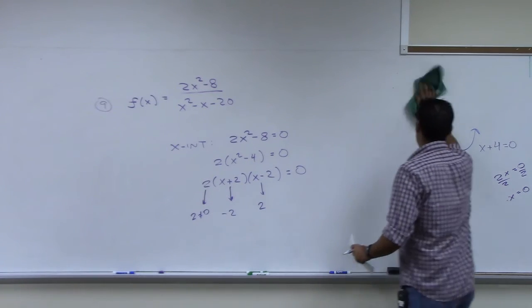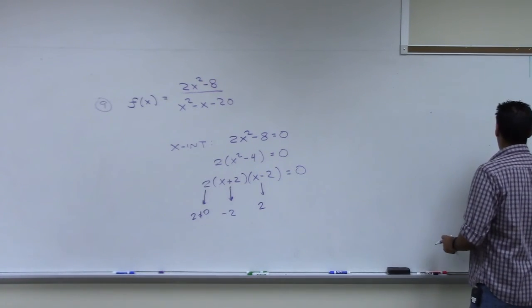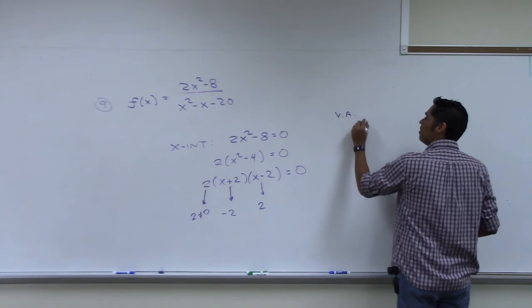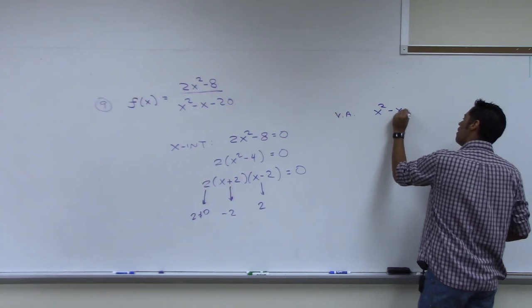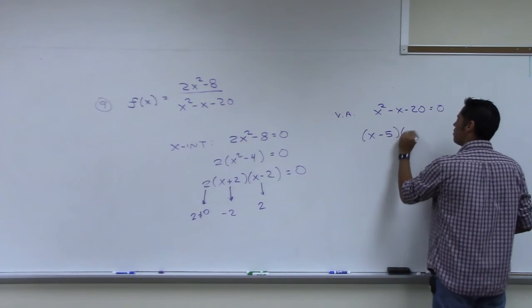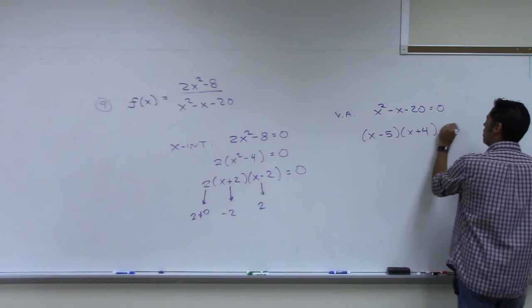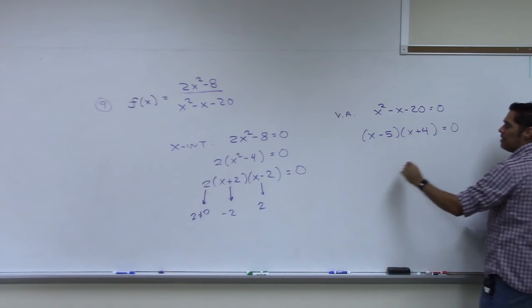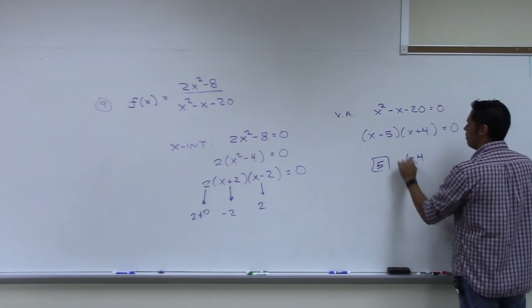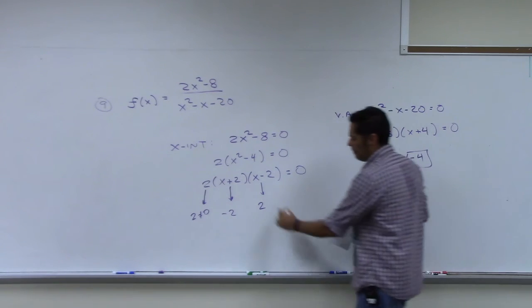How do you find the vertical asymptotes? Set the denominator to 0. So for the vertical asymptotes, you set the denominator equal to 0. This one is one that factors. So this factors, and then that means you have 5 and negative 4 are your vertical asymptotes.